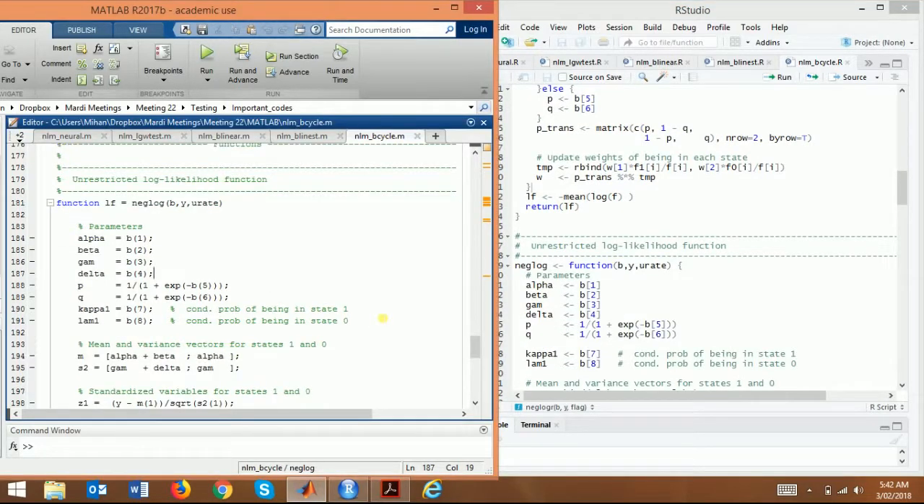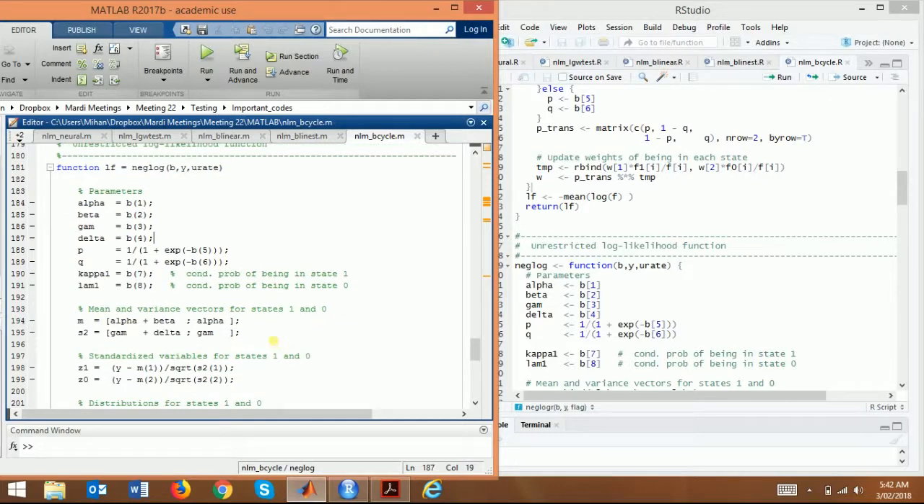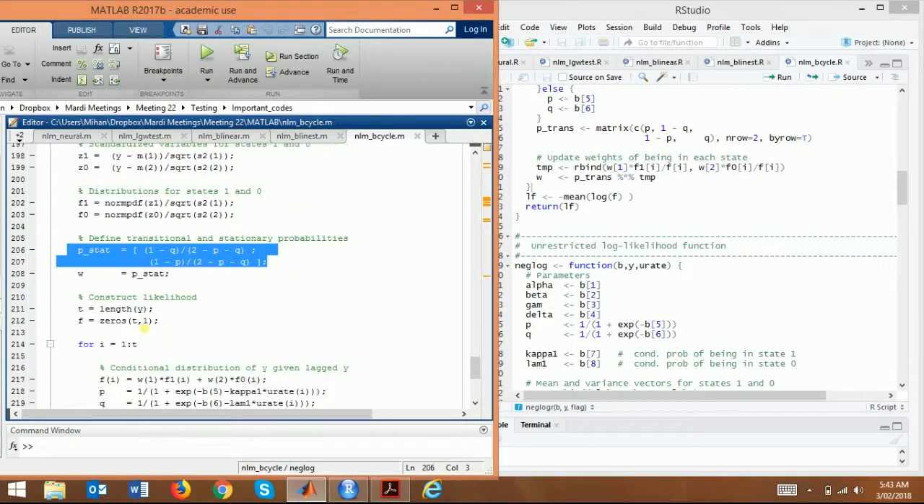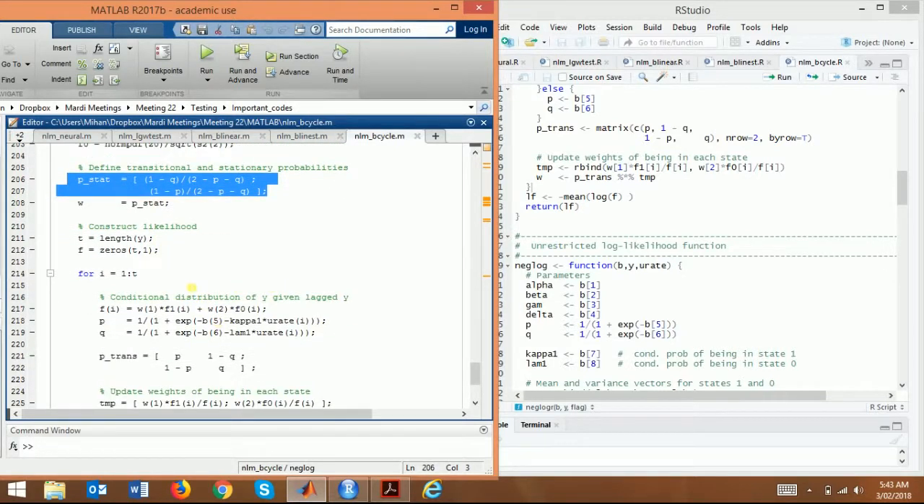Unrestricted will take more parameters, estimate more parameters for us, which is kappa and lambda. Again, mean variance. First we find mean variance, then we standardize, very simply. We use the standardized variable for different estimates, 0 and 1, and then we find the distribution function, the last element of the log likelihood function, and then we do stationary probabilities. Then we construct the likelihood with the denominator of the transitional probability.